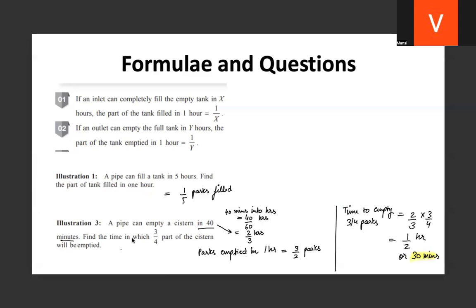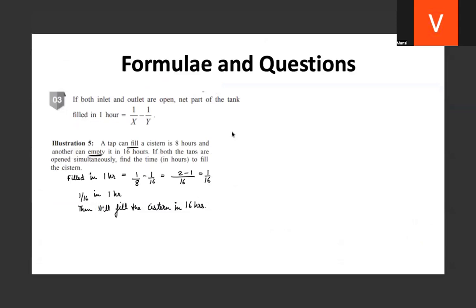So find the time in which 3 by 4 part of the cistern would be emptied. Through this, we can calculate the number of parts getting emptied in 1 hour would be 3 by 2 parts. It will be simply the reciprocal of 2 by 3. Now it is asking us how much time will it take for 3 by 4 part of the cistern to get emptied. So this would be simply through the unitary method, 30 minutes.